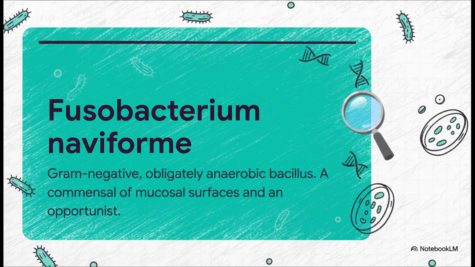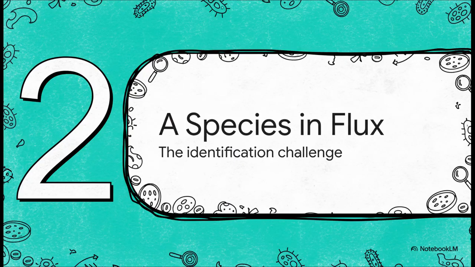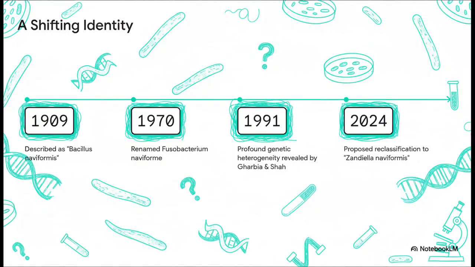But what's really interesting is how it kind of lives in the shadow of its more infamous cousins, like Fusobacterium nucleatum and Fusobacterium necrophorum. And because of that, it's just far, far less understood. And this lack of characterization leads us straight to the single biggest challenge with Fusobacterium naviforme. For decades, we haven't been entirely sure what we're identifying, and it's all thanks to its incredibly confusing and unstable taxonomy. Believe it or not, this organism's identity crisis has been going on for over a century.